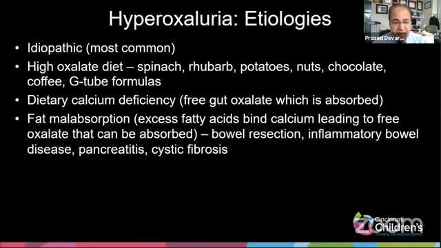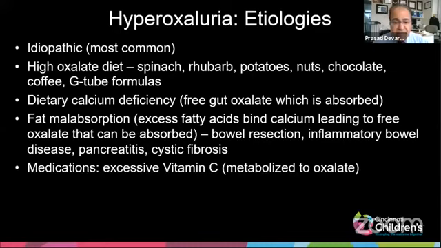Same concept with fat malabsorption. When there's fat malabsorption, when there's excessive fatty acids in the gut, they bind calcium. And so there is less calcium available in the gut, and therefore there is more free oxalate in the gut. And this we see commonly in patients with bowel resection, many types of inflammatory bowel disease, pancreatitis, cystic fibrosis, all conditions that cause excessive fatty acids in the gut, which then bind calcium.